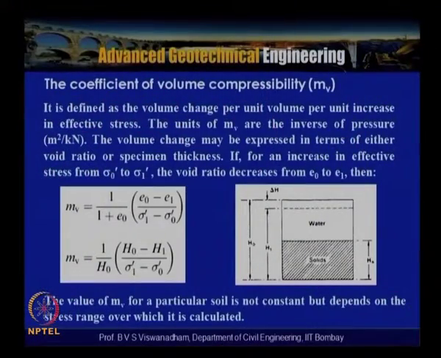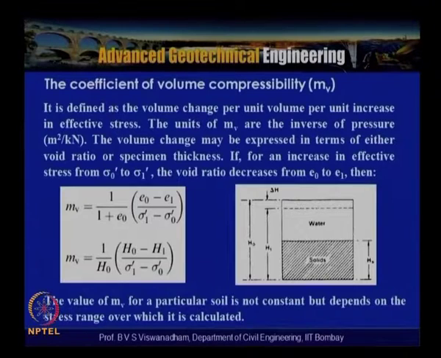Then we will try to define the different parameters, like we have introduced ourselves to while discussing the theory of one dimensional consolidation: the coefficient of volume compressibility, which can be obtained by using the oedometer test. This is nothing but mv = av / (1 + e0), where av is the coefficient of compressibility, which is delta e by delta sigma dash.